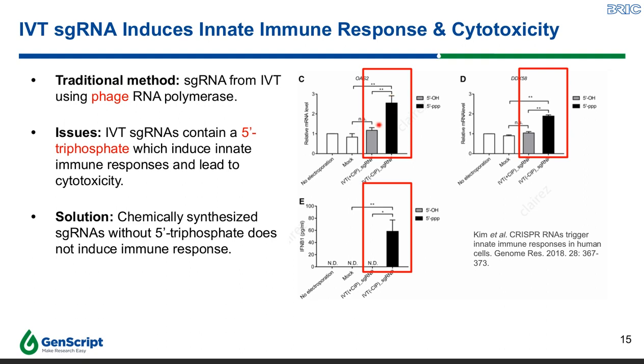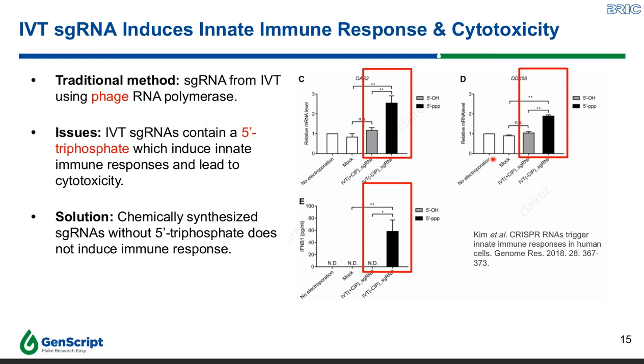To prove that, the authors incubated CD4 plus cells with 2 different types of sgRNA. One consists of the 5' triphosphate, and the other was treated with CIP in order to remove the 5' triphosphate, resulting in a hydroxyl group at the 5' end of the sgRNA. The results show that the mRNA levels of DDX58, OAS2, and the type 1 interferons were highly increased in the CD4 plus cells transfected with the sgRNA that consists of the 5' triphosphate, indicating the induction of an innate immune response that could lead to cytotoxicity.